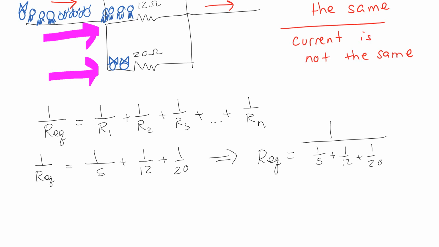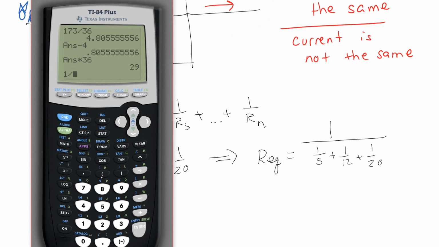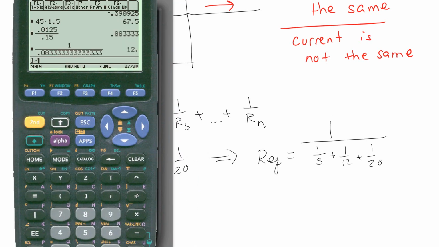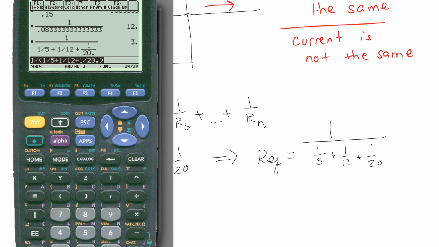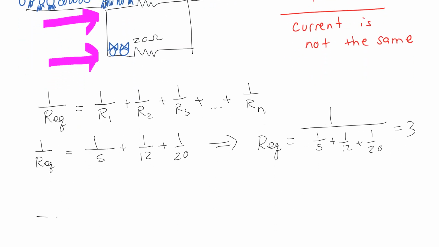I like doing it that way because it works into my calculator a little bit better. So make sure you've got all your parentheses in there: 1 over (1/5 plus 1/12 plus 1/20). It actually gives you an equivalent resistance of 3. On your 89, that's going to look basically the same thing, where you've got 1 over (1/5 plus 1/12 plus 1/20), and I get 3. So the equivalent resistance of all of these is 3, which is kind of weird.